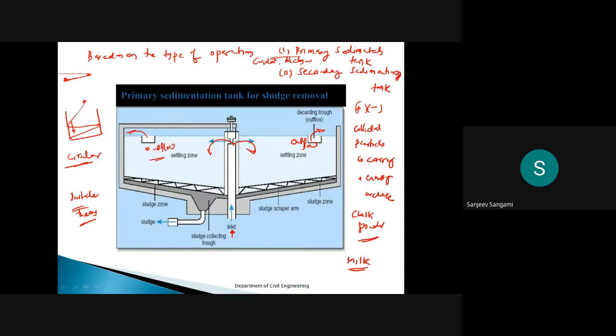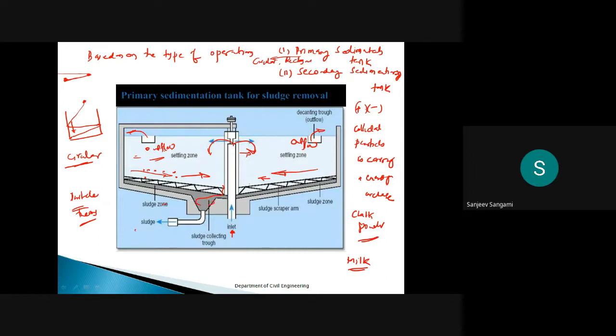You can see this portion. It is a hopper bottom. So why have they made it like this? When you allow the water containing solids from the bottom, it comes here, and the water moves along this direction and this direction also. Once you make a hopper bottom like this, the solid particles present here start settling, and most of the solids are collected at this portion.